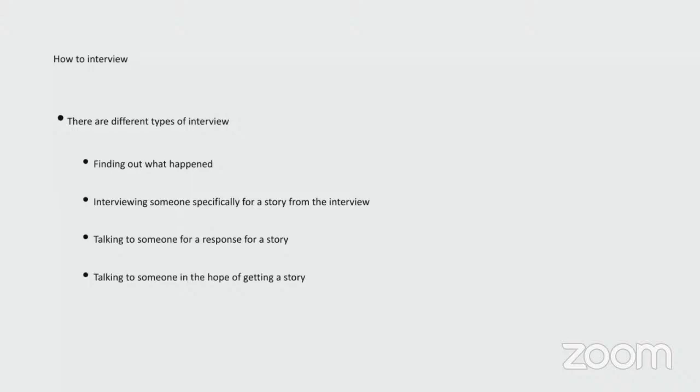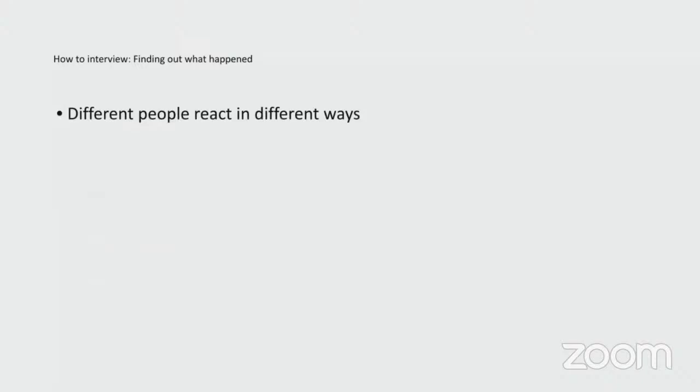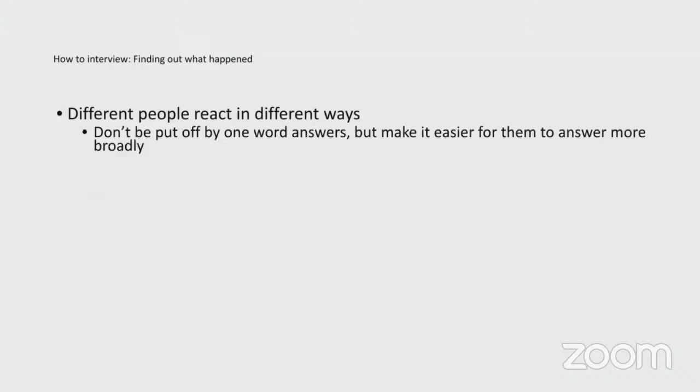And talking to someone in the hope of getting a story is similar to interviewing someone specifically for a story, but slightly different, in the sense that you might talk to someone just off the cuff, even in the vain hope of desperately getting a front page scoop. It happens. Political journalists are known to call their best contacts with the hope of getting a story if they are really struggling. As I said, different people react in different ways, so you have to take it on differently.